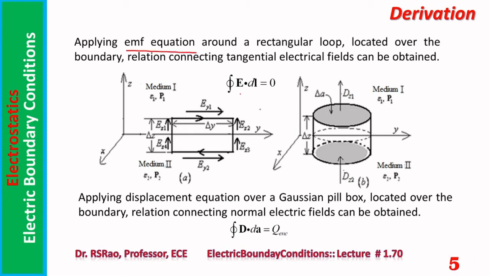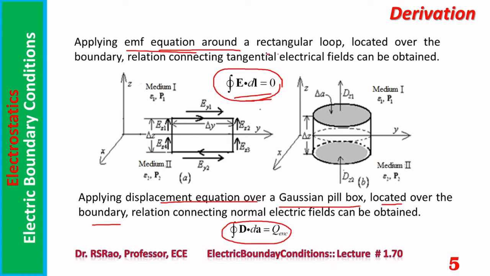Applying the EMF equation, closed line integral of E dot dl equal to 0. This is for static fields. Using this equation, one can find the condition pertaining to tangential components. And applying the displacement equation over a Gaussian pillbox located over the boundary, this is Gauss law in integral form. By applying this equation, one can find the normal boundary condition.